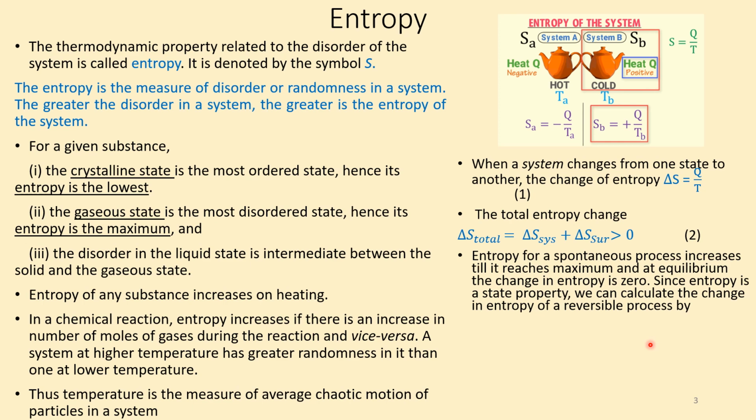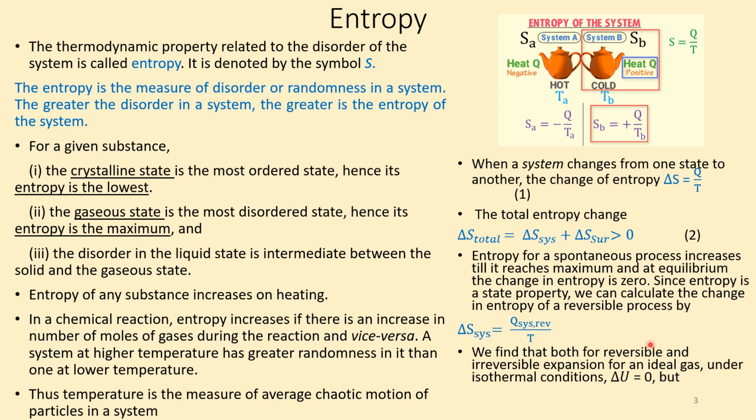Since entropy is a state property, we can calculate the change in entropy of an irreversible process by applying the equation delta S is equal to delta Q reversible divided by T. We find that for both reversible and irreversible expansion of an ideal gas under isothermal condition, delta U equals 0. Therefore, delta S total is equal to delta S surrounding, which is not equal to 0 for an irreversible process.